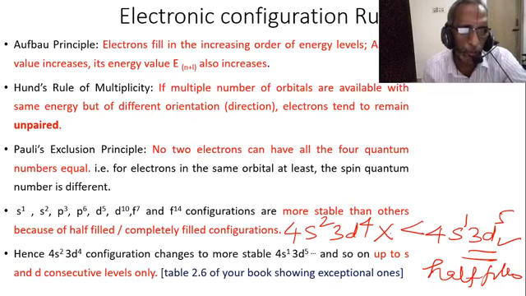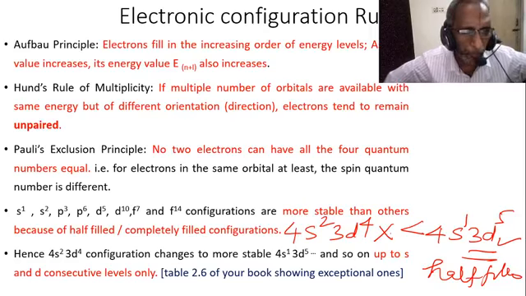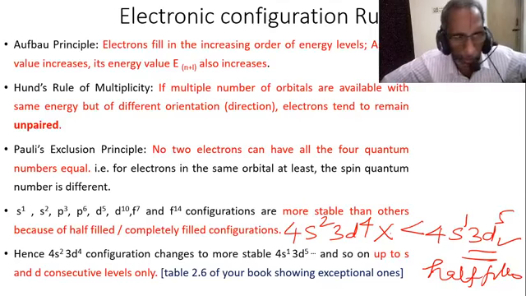Electronic configuration rules you have to note down. Aufbau principle: electrons fill in the increasing order of energy level. Hund's rule: when same energy level orbitals are available, electrons tend to remain unpaired. Pauli's exclusion principle: no two electrons will have all 4 quantum numbers equal. Based on this, you have to write the electronic configuration of s1, s2, p3, p6, d5, d10, f7, f14. These are all half-filled and completely filled configurations. They are more stable than others, as we have seen.